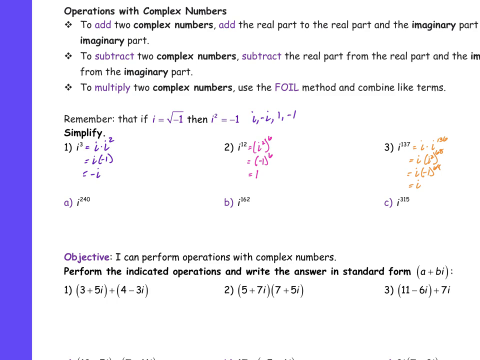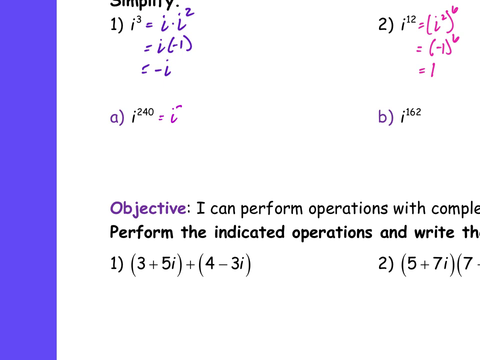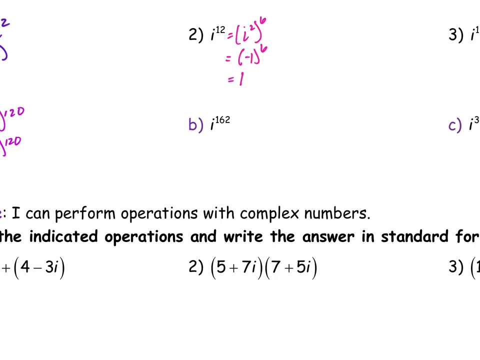I don't have an odd exponent, so I can go ahead and make my i squareds. So I have i squared to the 120th, which is negative 1 to the 120th, which is 1. And then the second one, I look at my exponent. It's even, so again I can just do i squared to the 81st, which is negative 1 to the 81st. This time my answer is negative 1 because I have an odd exponent, so it gives me a negative.